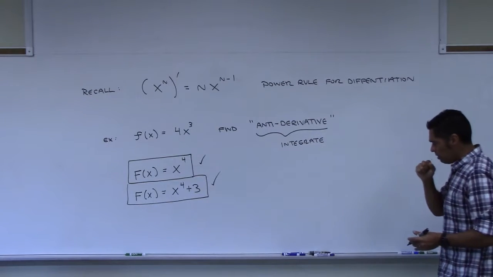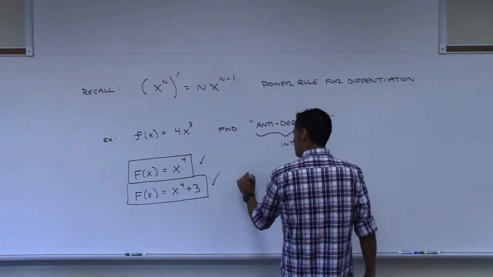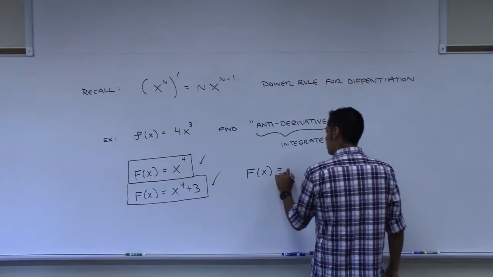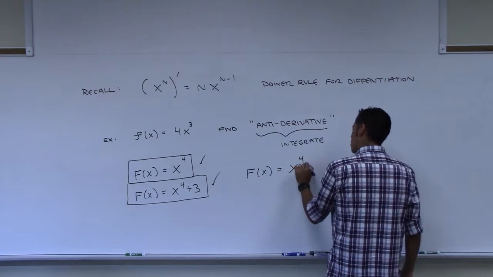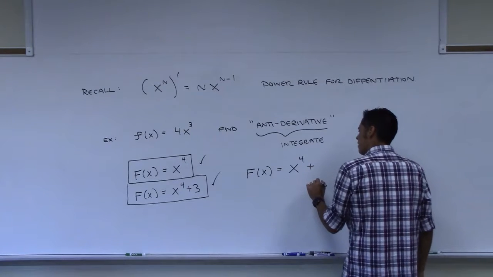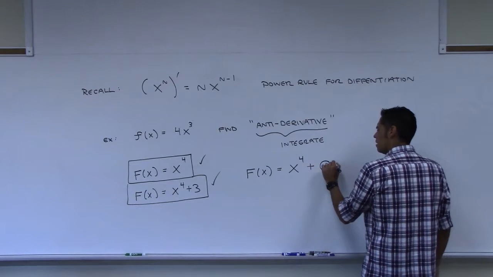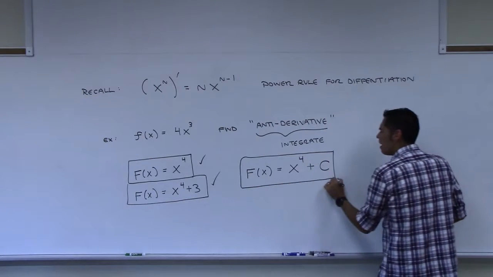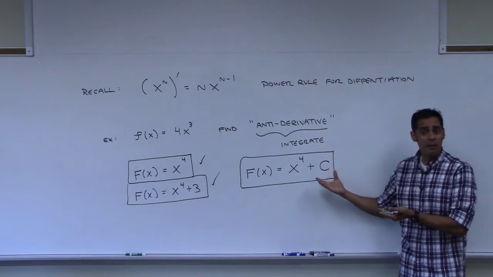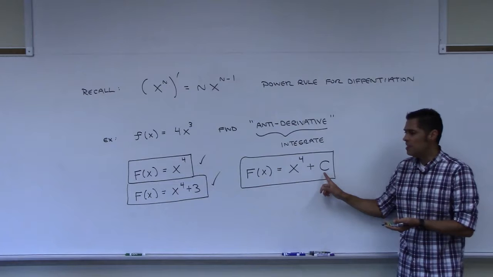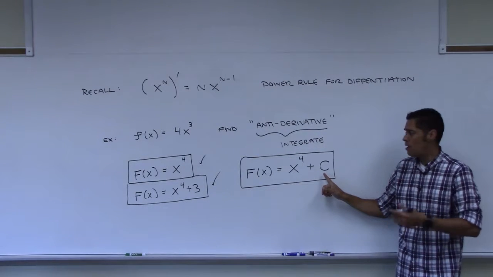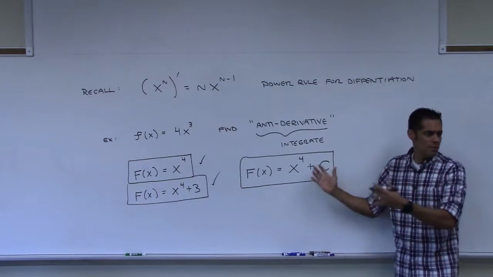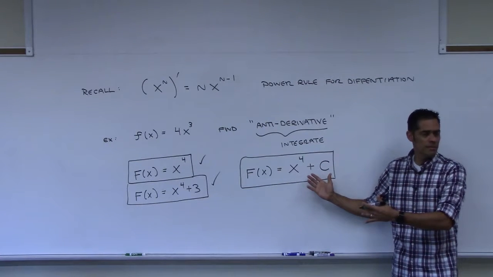I'm sorry, I'm having a hard time talking here. F of x equals, how about I write this? X to the fourth plus c. And box that. Wouldn't that kind of represent all the possible answers if c is a constant? So I'm assuming here c is just a number. Then this would cover all the different possible answers out there, wouldn't it?